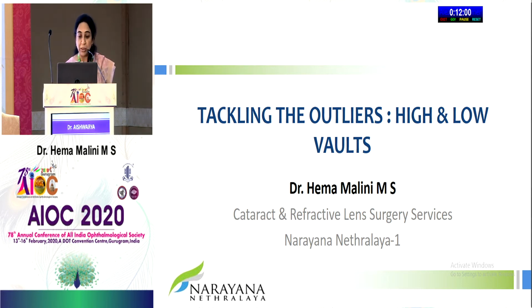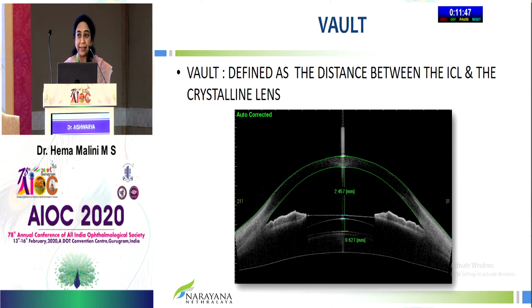So this is about sizing abnormalities of phakic lenses. To be more specific, ICLs, since they are the most popularly used posterior chamber phakic lenses. Sizing abnormalities would result in either a high vault or a low vault of the lens. So what exactly is the vault? Vault is defined as the distance between the posterior surface of the ICL and the anterior surface of the crystalline lens. Generally, there is a safe distance that has to be maintained between these two structures, ensuring long-term safety and efficacy.